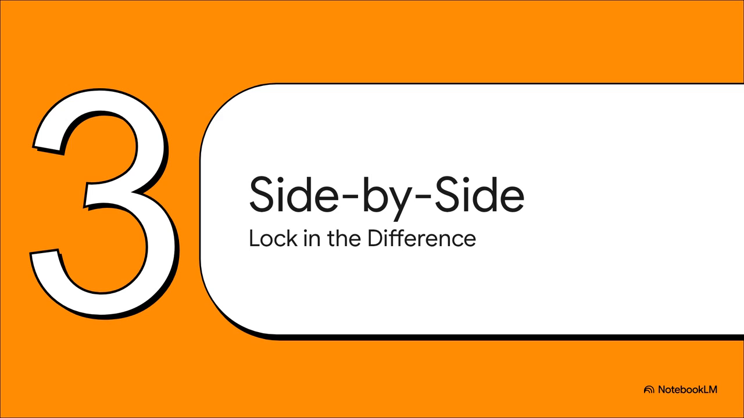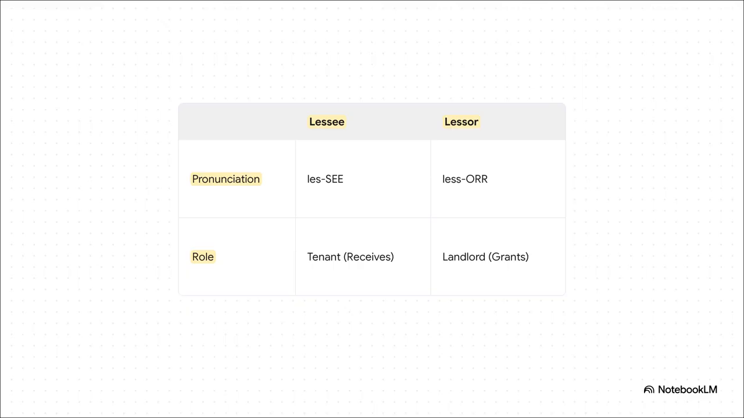All right, let's put these two head to head. A quick side-by-side should really lock this in for good. Okay, check this out. It really is all about the endings. The lessee is the tenant. They receive the lease. And the lessor is the landlord. They grant the lease. Here's another great trick. Think of an employee. They receive a job. Now think of an employer. They give the job. The E receives, the R gives. That's a great little memory hook.